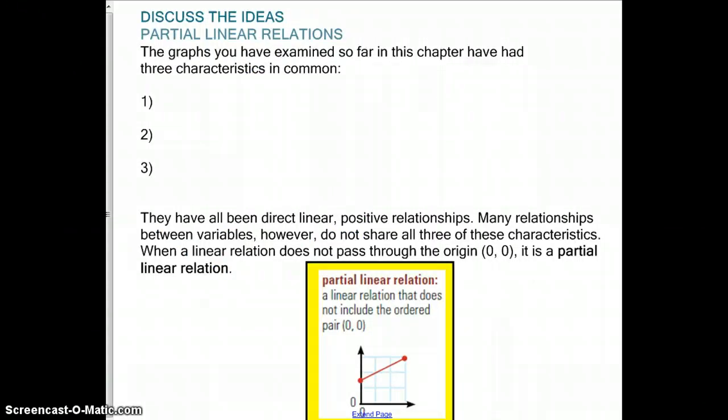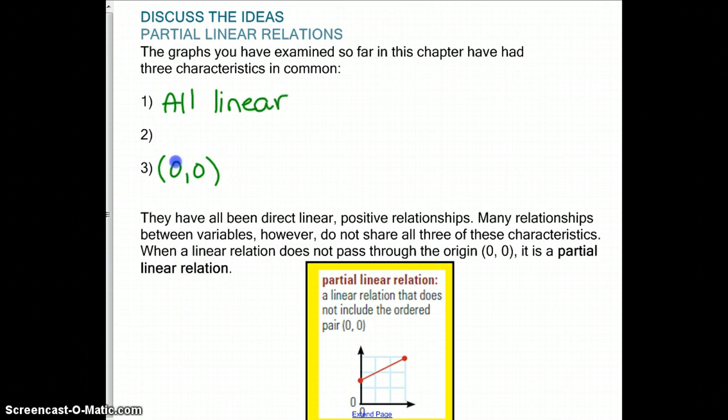So next, we have discussed the ideas. All of these graphs that we've looked at so far have had 3 things in common. What's the first thing they've had in common? They're not just graphs. What else do they have in common? They're at 0 and 0. Good. What else do we know? I heard you say they're linear. Okay. Somebody said that. So they're all linear.